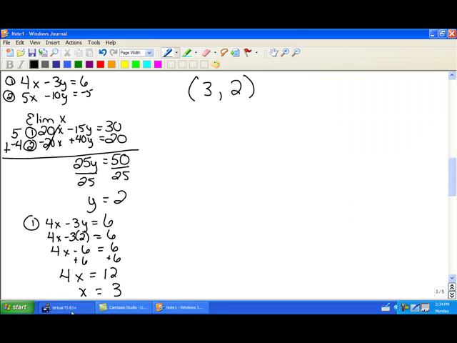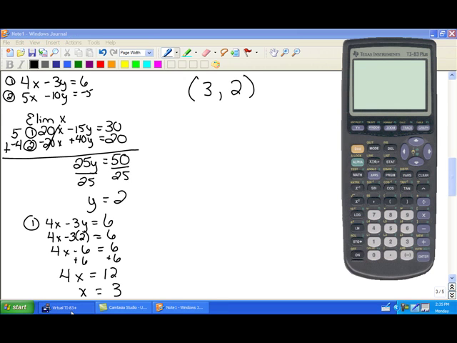Now, it's a good idea to double check these answers in both equations, and you can do this easily with the calculator. With your first equation, you're going to type 4 times our x, which is 3, minus 3 times our y, which is 2. Make sure it equals the right-hand side, which it does, of 6.